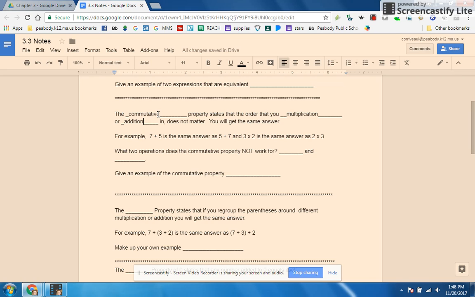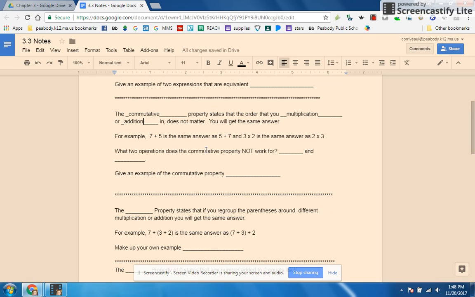So this is called the commutative property. That means you can switch the order around and you get the same answer. So for example, 7 plus 5 is the same answer as 5 plus 7. They're both 12. 3 times 2 is the same answer as 2 times 3. They're both 6. So the order that you do the math in does not matter. You get the same answer.